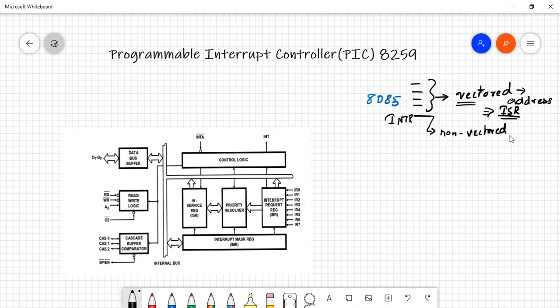right? Non-vectored interrupt means it doesn't have a specific address. There is no specific address over here, which means that depending upon the interrupt, you can give the address to the 8085 microprocessor. That is what we do in this 8259 programmable interrupt controller. Basically the INT pin will be connected to the INTR of 8085, and whenever the interrupt occurs, the address of the ISR for the particular device will be shared with the 8085, right?